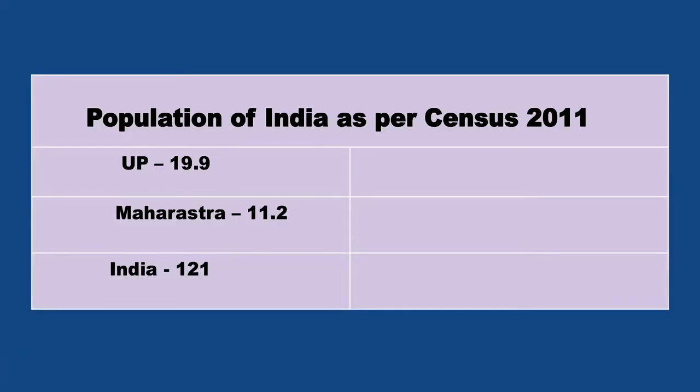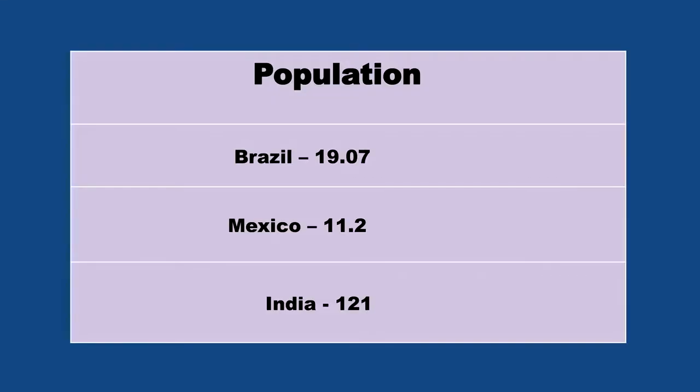We can have data regarding the population of India as per census 2011. Uttar Pradesh, the population has grown by 19%, Maharashtra 11.2%, and the total population of India is 121 million. We can compare it with the other countries. Brazil has the total population of 19.07 million, Mexico 11.2 million, whereas India is having 121 million.